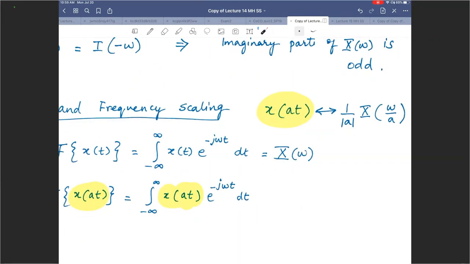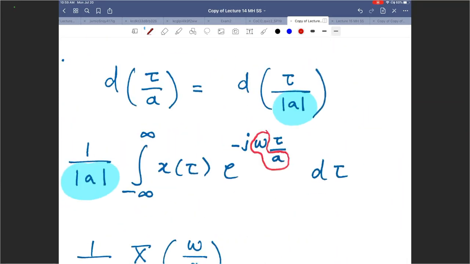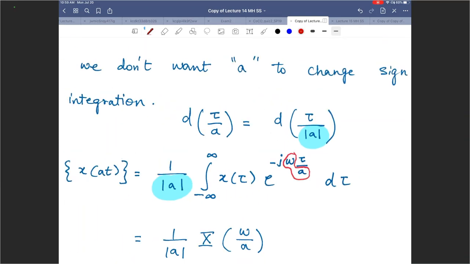You see, we said that in e to the minus j omega t, for at we substituted tau. So t will now become tau over a. The rest of it remains as is. Go back, take a look: e to the minus j omega tau divided by a. So everything else is the same.